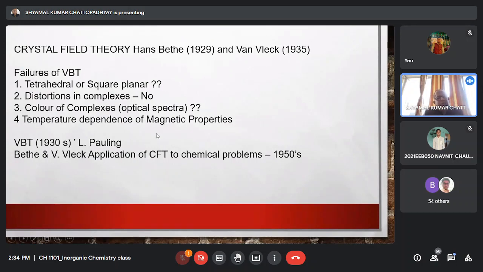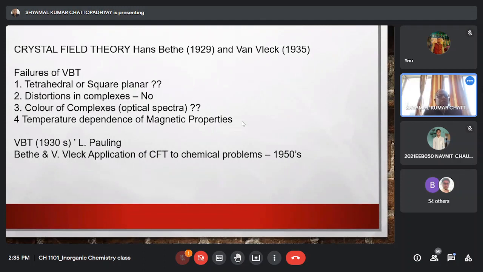The most important shortcoming was explaining the temperature dependence of the magnetic properties of the complexes, how the magnetic properties of the metal complexes vary with temperature. That cannot be clearly explained by the valency bond theory. Color of the complexes, that means the optical spectra of the complexes, again, valency bond theory was awfully short of any satisfactory explanation.